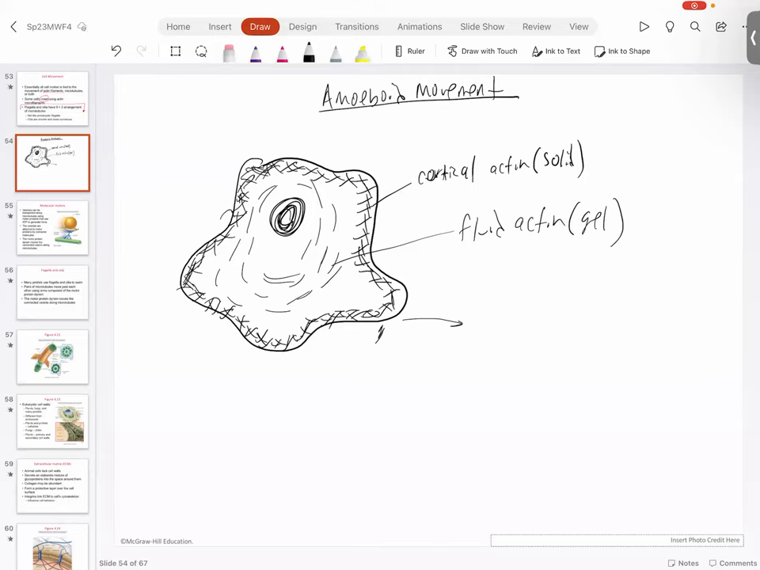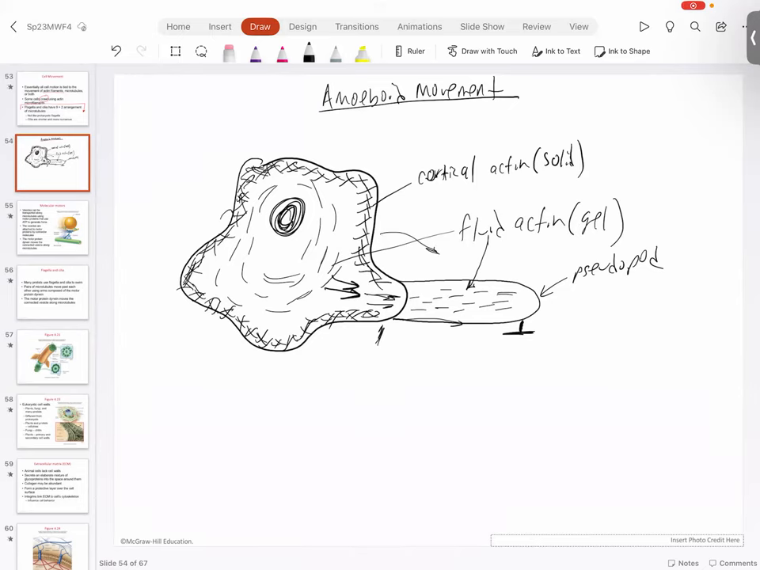So the way that you would do that is you would basically start by breaking down your cortical actin. And then you'd push your gel fluid-like actin against that open membrane. When you do that, what's going to happen? It's going to bulge it out. And you're going to have all this fluid-like actin pushing that little bulge outward. This is what's referred to as a pseudopod, which means false foot. And then you're going to anchor that little pseudopod to wherever you want to go, and then pull the rest of your body in that direction.